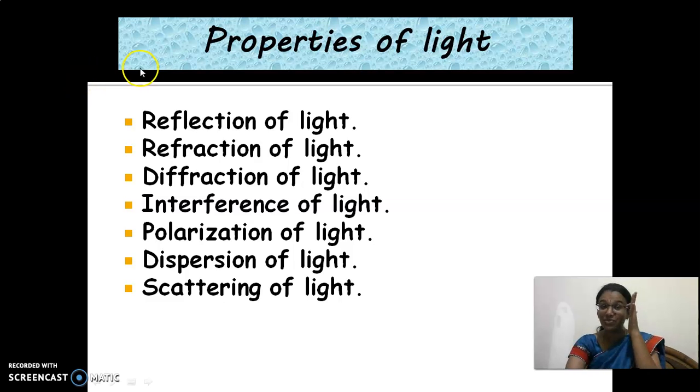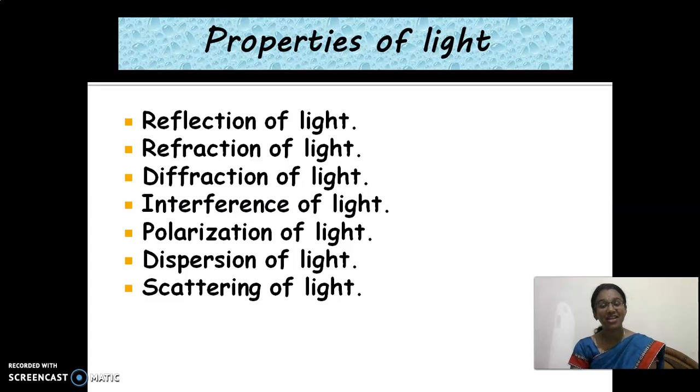Then we have discussed properties of light. What is meant by reflection? Light bounces and comes back, which is called reflection of light. And one more thing, children. Yes, the direction of light can be changed by using a mirror. This is called reflection of light. And then refraction of light is bending of light. What is it? Bending of light.